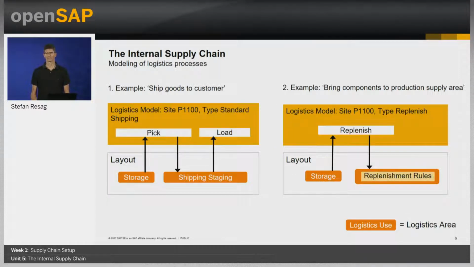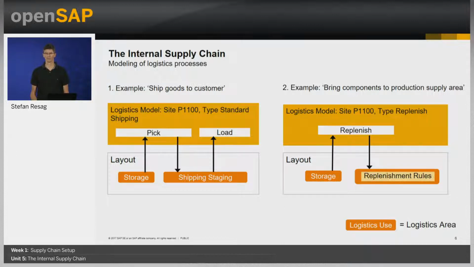The other master data to control the internal material flow is the logistics model. It describes the steps of operations of a logistics process. We offer different logistics models for the standard receiving and shipping, replenishment and removal, returns, and spare parts process. In a lot of cases, a logistics model consists of one operation, but there are logistics models that can have two steps, like for shipping of goods to customers. See the example 1 on the slide.